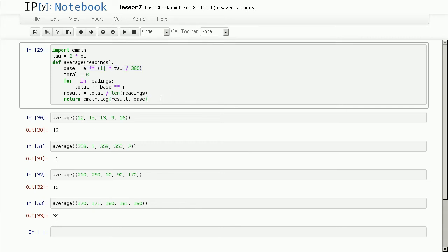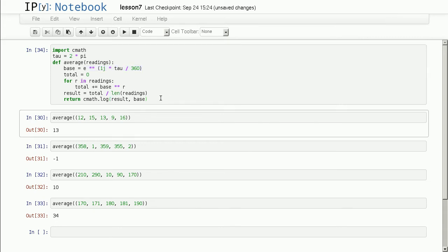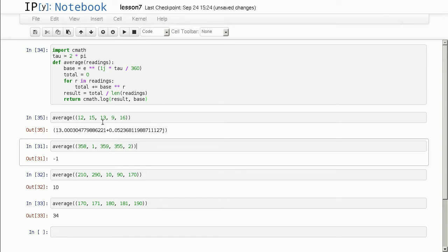Now let's see what result we get. If I execute this function on the first set of readings, which previously gave me 13 when I used a simple average of degrees, now I get a number very close to 13.